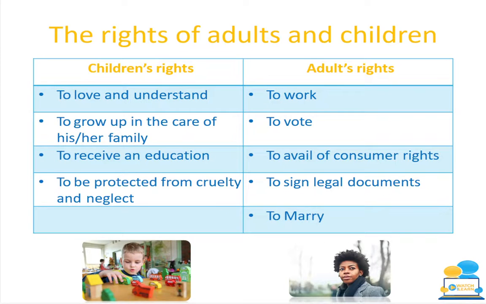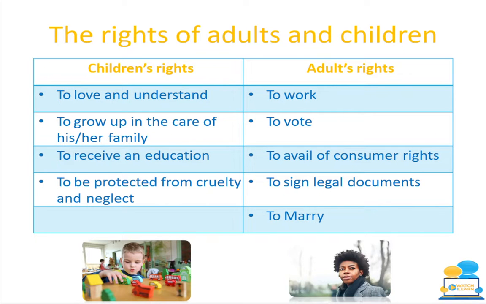So these are not an exhaustive list, and you could come up with more yourself. So children's rights are to love and understand. They have the right to grow up in the care of his or her family, whether that's a nuclear, extended, blended or lone parent family. They have the right to receive an education, so Montessori, primary school, secondary school, and then on to third level if they desire. They have the right to be protected from cruelty and neglect. And in this case, if this right is infringed, TUSLA will become involved.